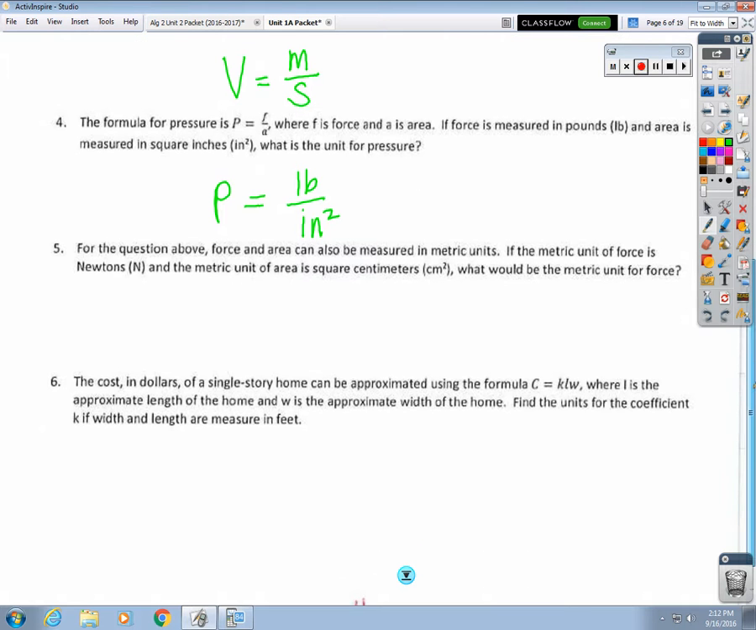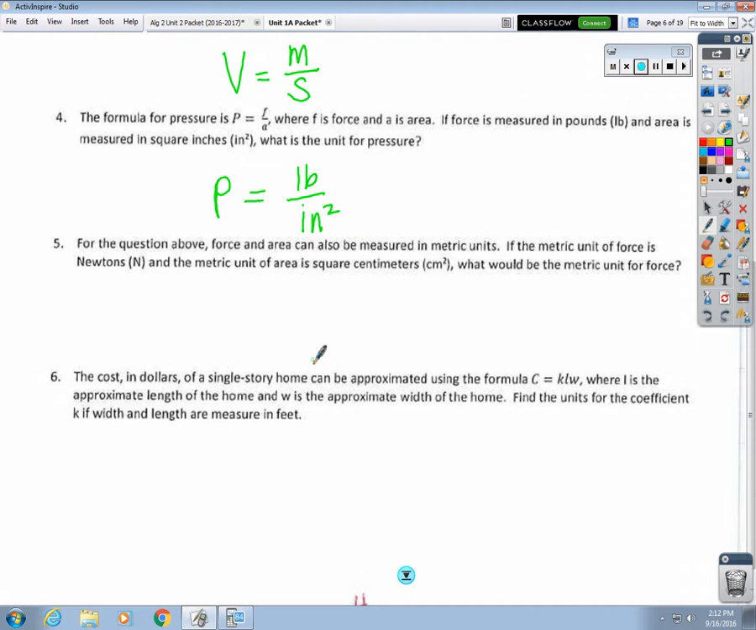Okay, number 5. For the question above, force and area can also be measured in metric units. If the metric unit of force is newtons and the metric unit of area is square centimeters, what would be the metric unit for pressure? Pressure equals what? Right, newtons over centimeters squared. Okay? Alright, last one on this page.